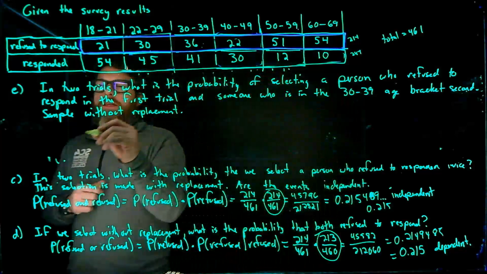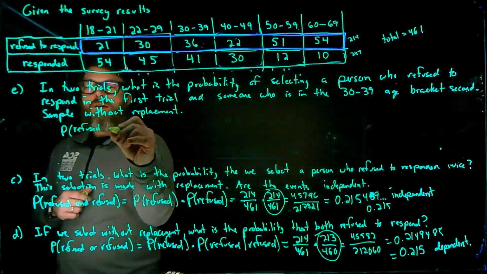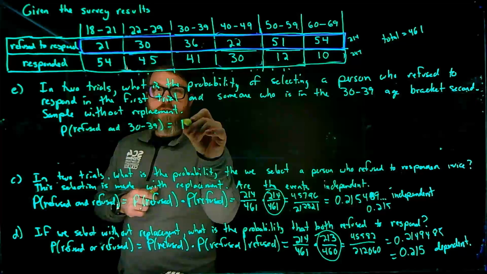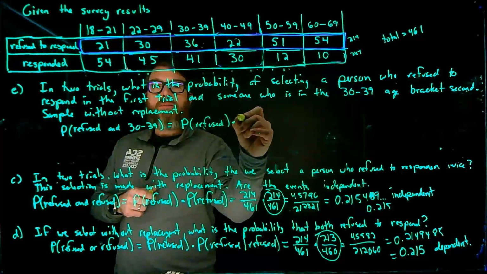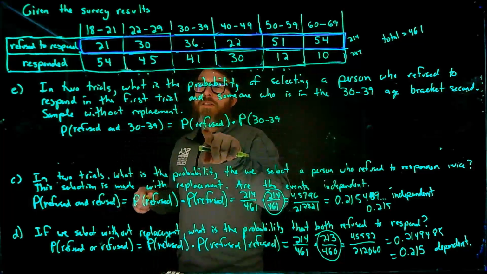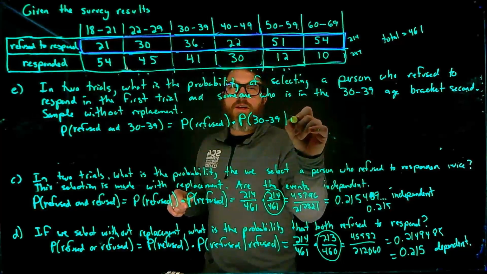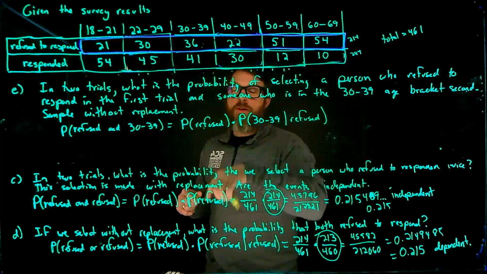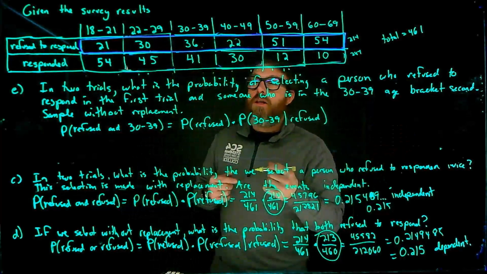So this is still an and statement, so this is going to be the probability of refused and then 30 through 39. And we know that this is multiplication, so this is going to be the probability of the first, so there are refused, and then multiplied by the probability of 30 through 39. Now, remember that this is being selected without replacement, so the probability of 30 through 39 is going to be affected by getting rid of a refused person. So this still represents the probability of being here, but knowing that we've dropped one of the refused by 1. So let's see what happens.